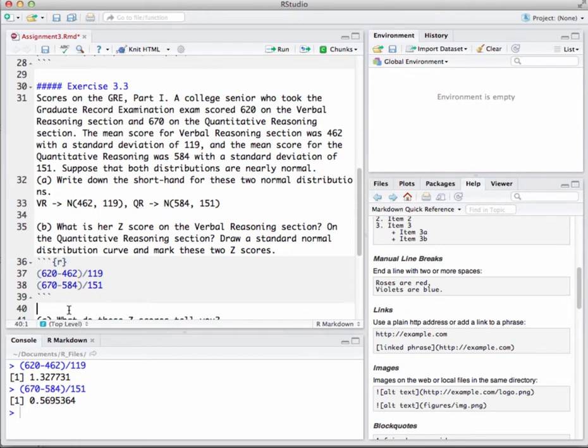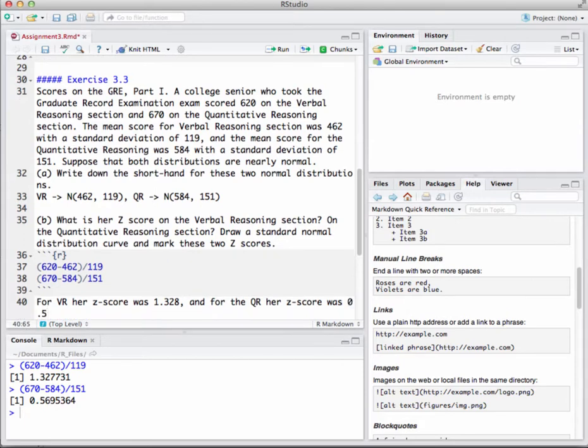So let's come down and put in here. So for the verbal reasoning, her z-score was what? Well, it was 1.328. We'll go out 3 places. That's plenty. And for the quantitative reasoning, her z-score was, let's see, what was it? It was 0.570 if we round off to 3 places, okay?